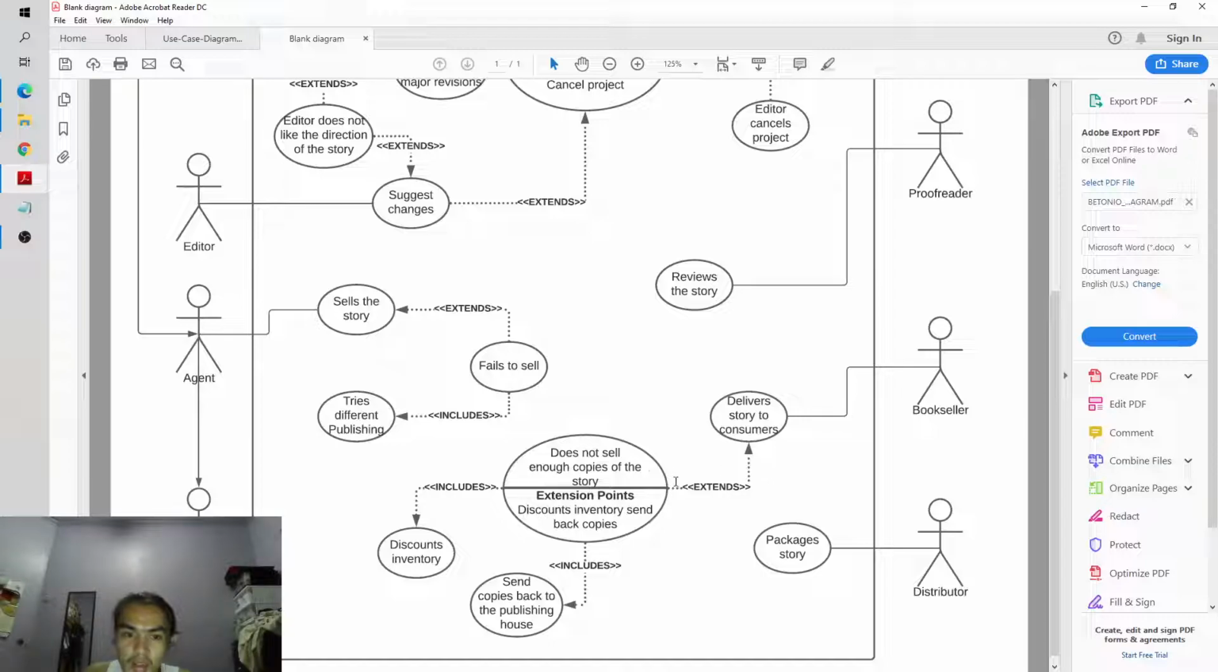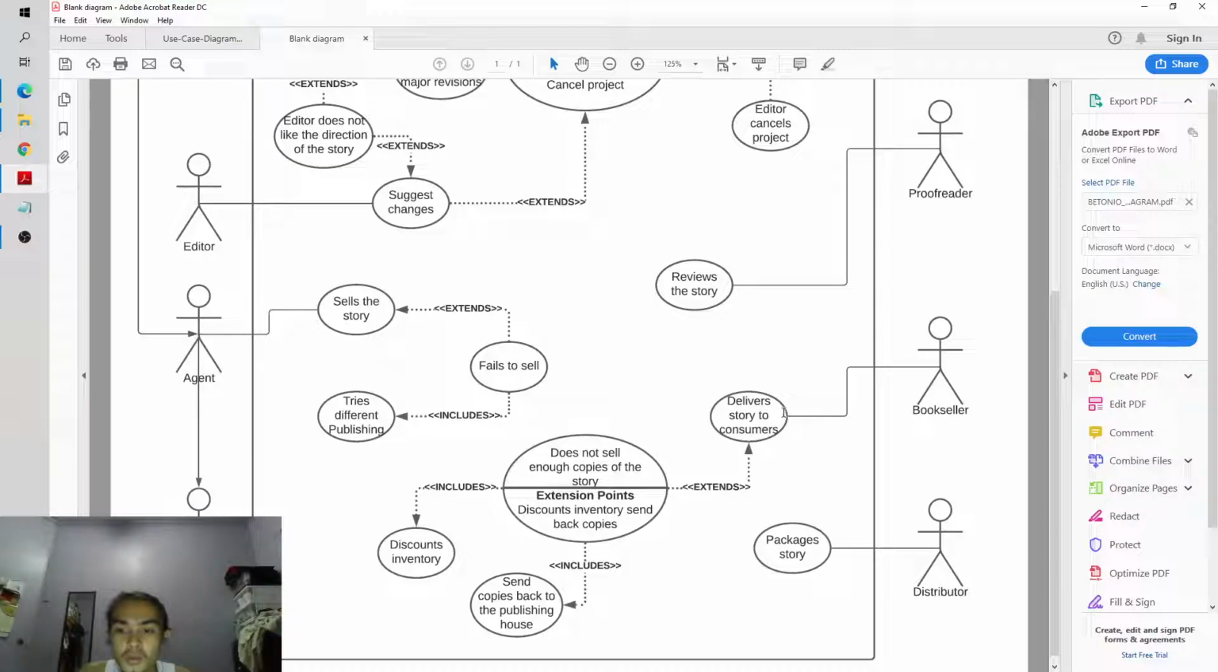So here, does not sell copies of the story, to deliver stories to consumers. It extends because when you have not sold enough copies, you can't really always deliver the books to your customers.